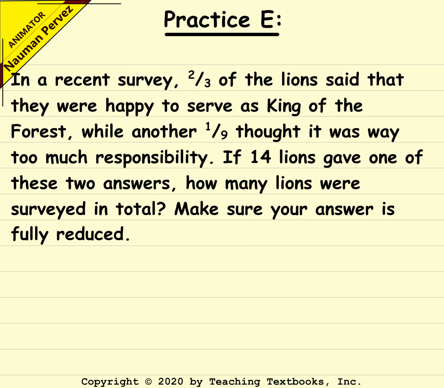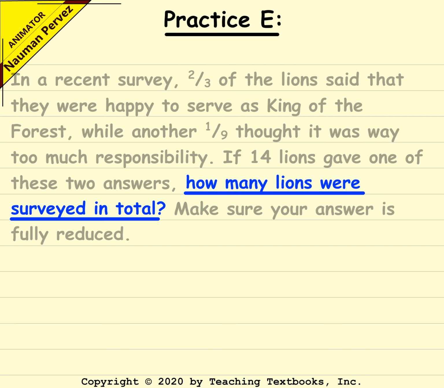Practice E. We need to solve this word problem. In a recent survey, 2/3 of the lions said they were happy to serve as king of the forest, while another 1/9 thought it was way too much responsibility. If 14 lions gave one of these two answers, how many lions were surveyed in total? We're trying to find the number of lions surveyed in total, so that's X.